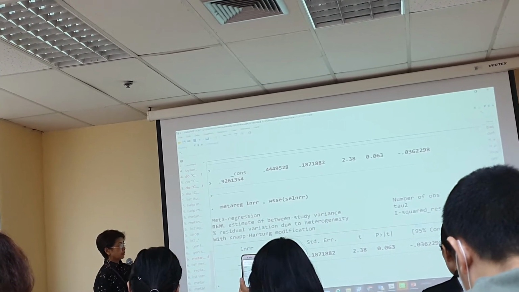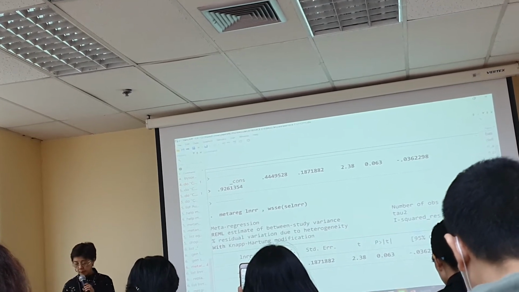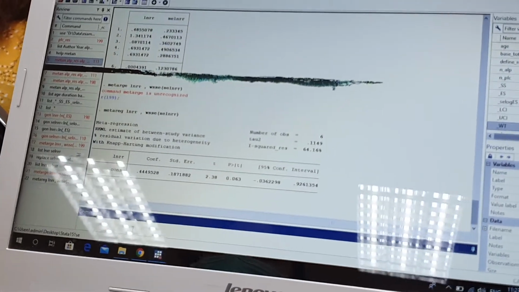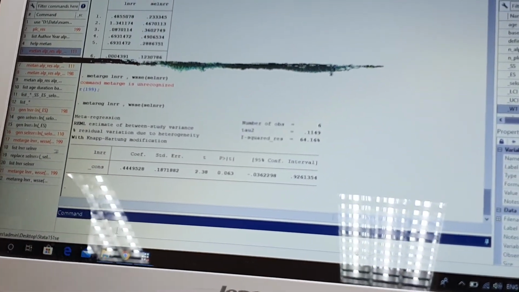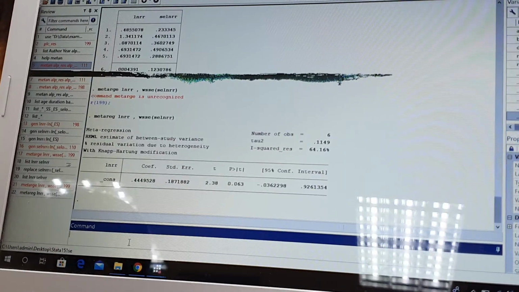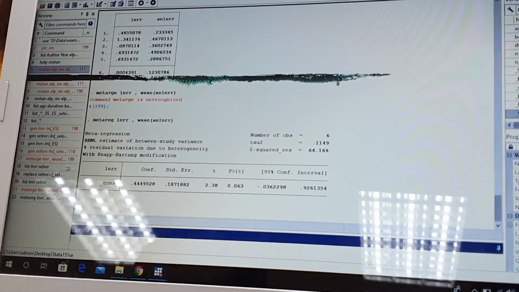But right now, what we have to take a look at is that the method for meta regression right now is restricted maximum likelihood estimation, not the DerSimonian and Laird method. But you can select the DerSimonian and Laird method in order to get exactly the same result as what we had done from the meta n command.